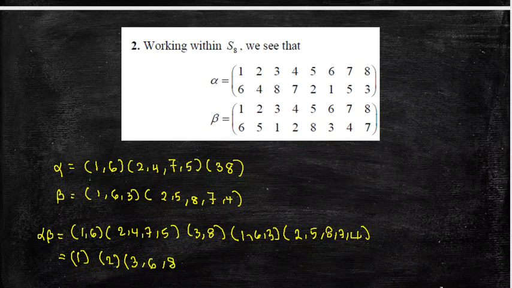Go back to 8. 8 to 7. 7 is not here. 7 to 5. 5 is not here, that means it goes to 5. What about 4? 4 to 2. 2 is not here. 2 to 4. So 4. And the last one, 7. 7 to 4. 7 is not here. 7 to 5.